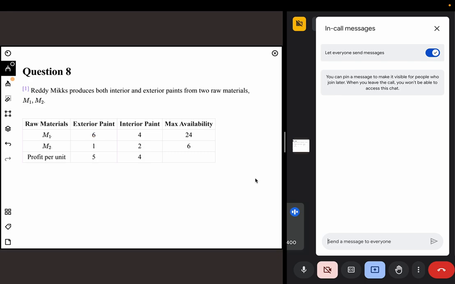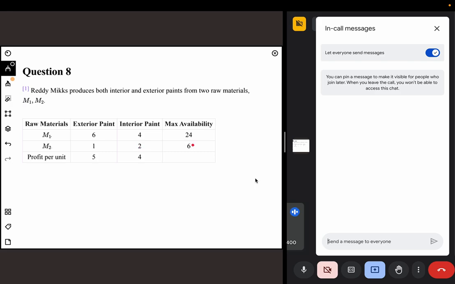In order to produce exterior paint, you need 6 units of M1 and 1 unit of M2. Similarly, in order to produce 1 unit of interior paint, you will require 4 units of M1 and 2 units of M2. It's like if you want to make some dish, you might require 6 spoons of, say, sugar and 1 spoon of salt or chili powder. And similarly for the interior paint you have some other combination.